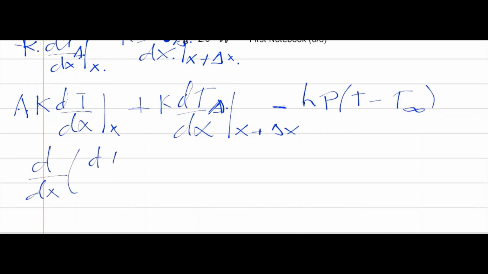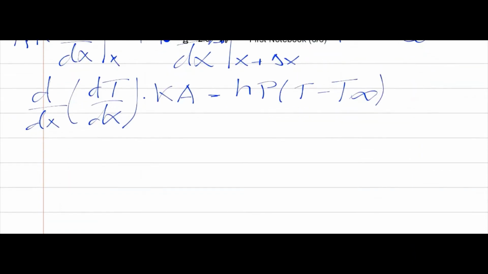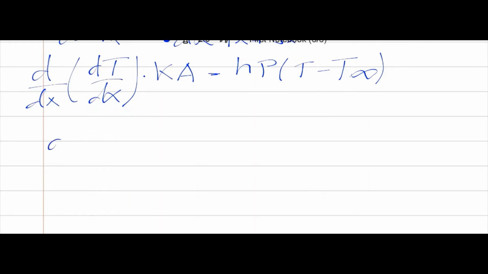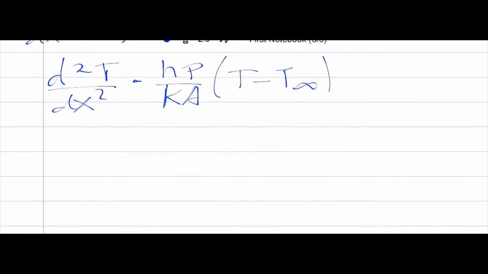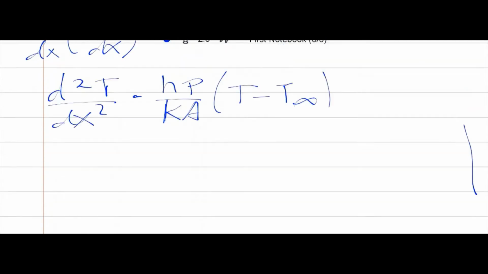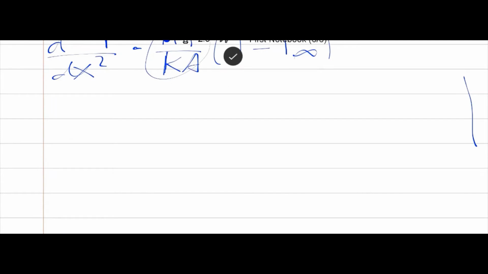So as delta x approaches 0, d by dx of dT by dx times thermal conductivity times area, minus h times P into T minus ambient temperature. So the double derivative of the temperature function with respect to x, minus hP over thermal conductivity times area, into T minus T ambient. That is, this hP over kA means m square.